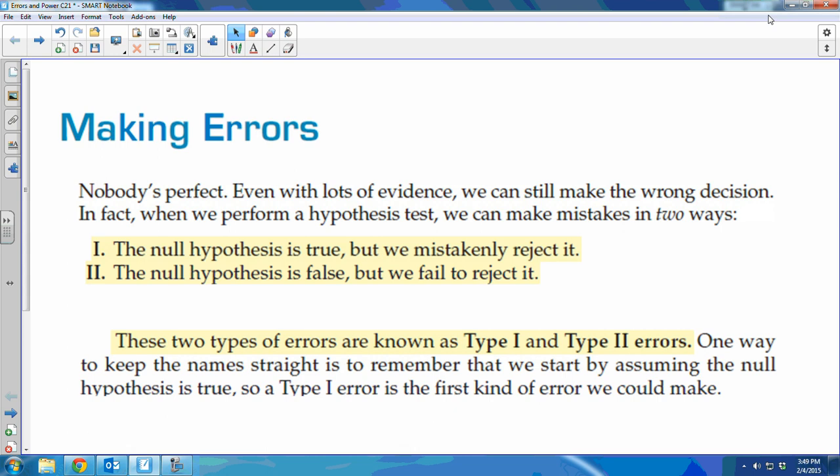All right? This doesn't help me, but it's in the book, so maybe it'll help you. It says one way to keep the names straight is to remember that we start by assuming the null hypothesis is true. So a type 1 error is the first kind of error we could make. All right? So if that doesn't help you, that's fine. It doesn't help me, but if it does help you, great. I've said it.